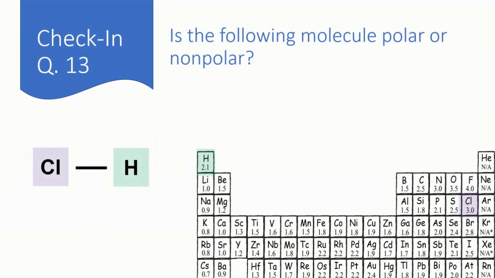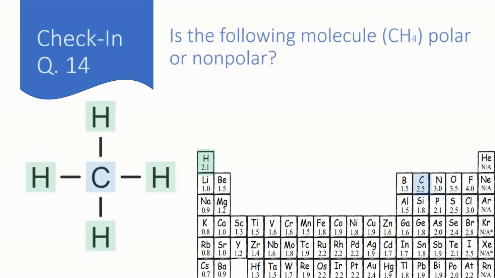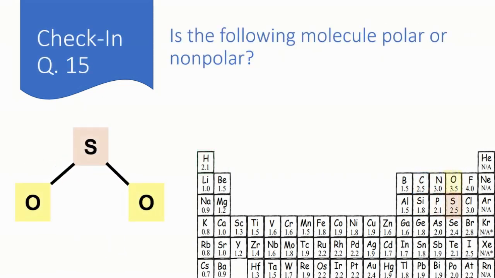Now it's time for you to apply what we've learned on your own, okay? So this is check-in number 13, so make sure you're looking at number 13 in your assignment. Sound good? Now, looking at the molecule presented to us, we have a chlorine bonded to a hydrogen to make one molecule. Is this molecule polar or nonpolar? Keeping our 3 criteria in mind. Check-in 14. Is this molecule polar or nonpolar? And finally, check-in 15. Is this molecule polar or nonpolar?